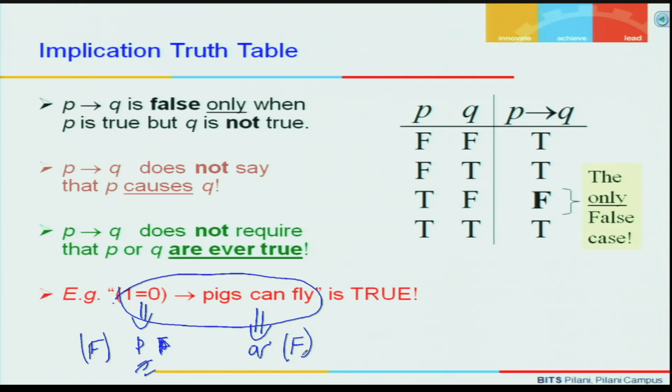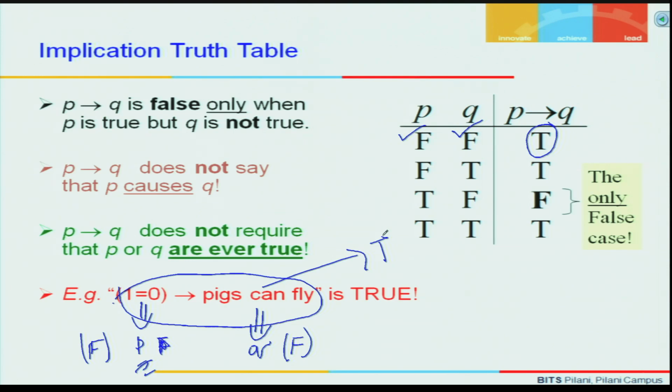Now to know whether this compound statement is a true statement or a false statement, I go to my truth table and see when my P happens to be false and my Q happens to be false, what is the truth value of P implies Q? It is true. Hence I say this statement is a true statement. Are you getting what I am saying? This is how we are going to decide it.